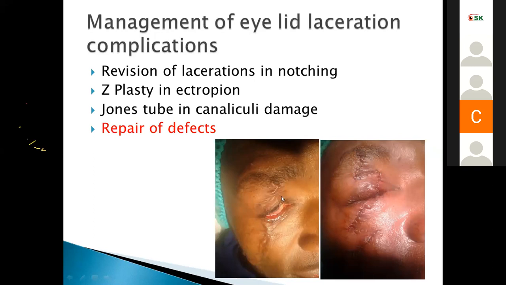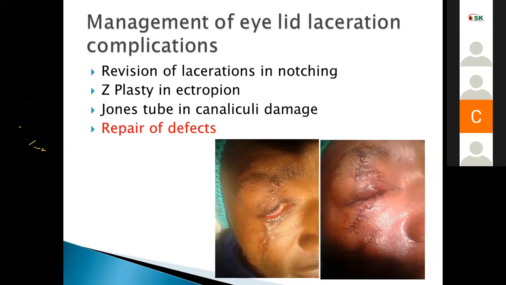When you do a Z-plasty, you change the forces of the laceration from vertical to horizontal. In that case, you take care of the lagophthalmos and the defect that is there. Of course, when you do the revision, you excise the whole scar, and after excising it, we made sure that the suture we use is the appropriate size, because this patient must have had a large suture used.